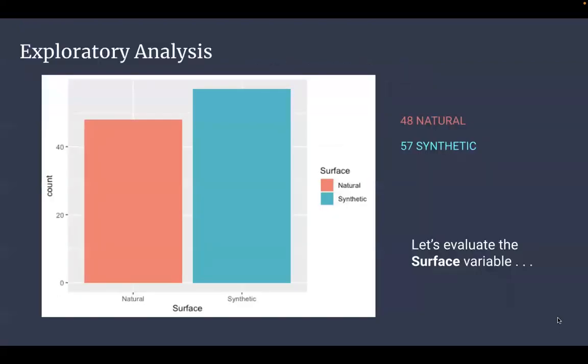So we started our exploratory analysis. And the first thing I wanted to see, due to the background of this project and the motivation behind it, was the distribution for natural surfaces versus synthetic. So here we can see there were 48 natural surface games and 57 synthetic. So I wanted to further evaluate the surface variable.